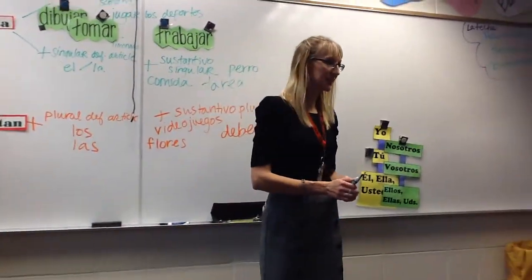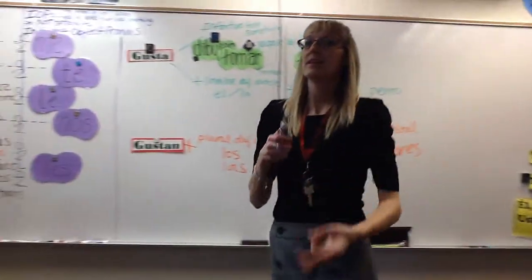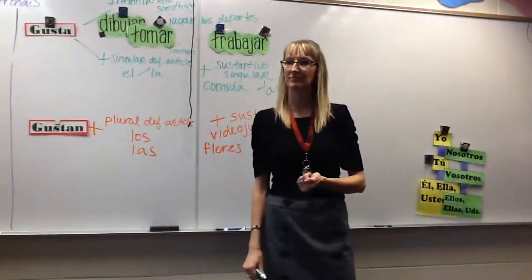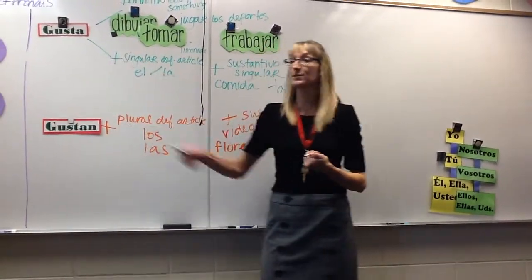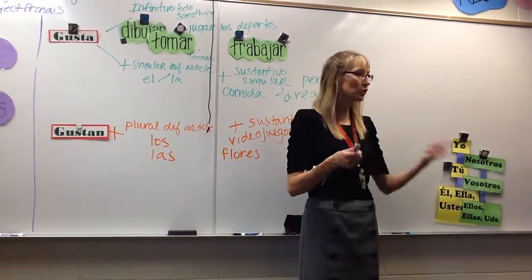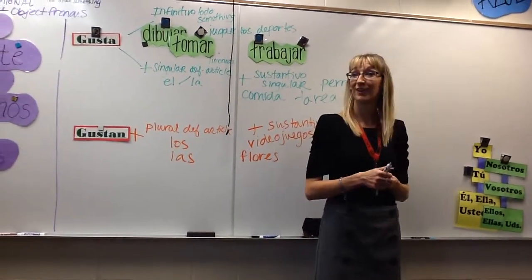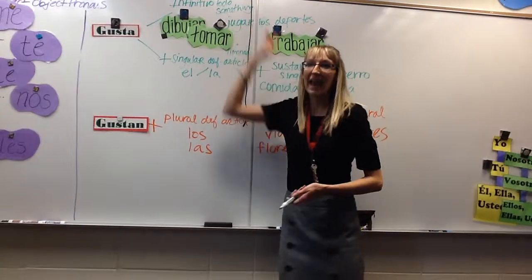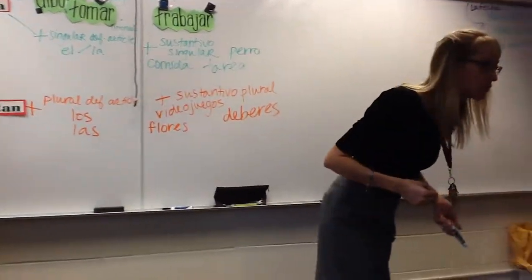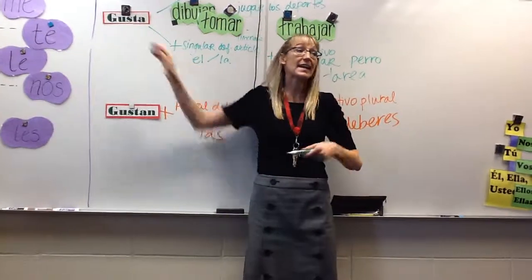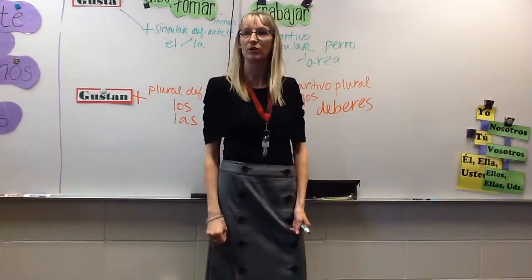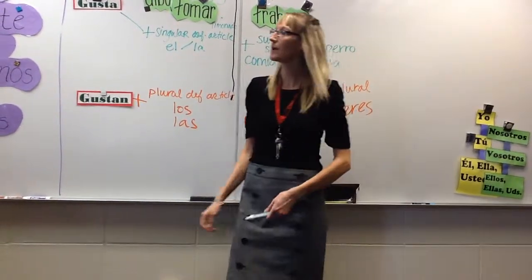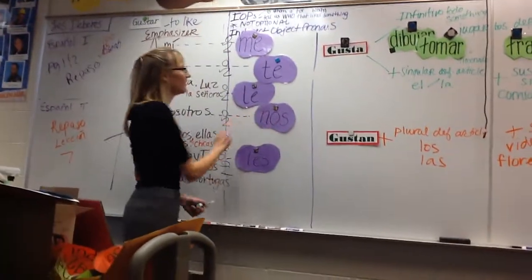Now I got a trick for you. I like to dance, to sing, to snowboard, to swim, and to read. Are you going to use gusta or gustan? Gusta. Why? I told you five things I like to do. But they're all infinitives. Every time you tell me something that you like to do, you have to use gusta, even if you tell me a million things that you like to do.